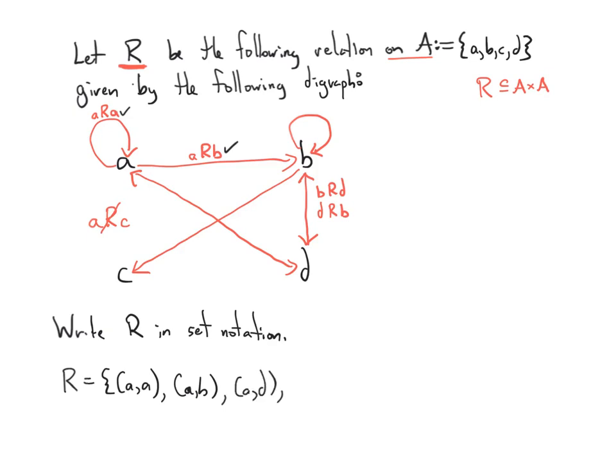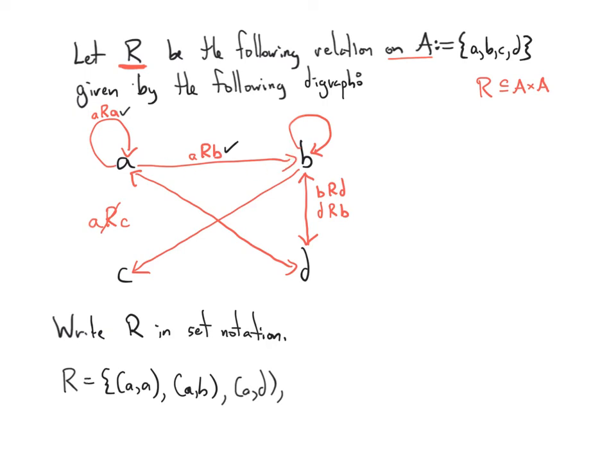Let's look at B. B is related to itself, but it's not related to A, of course. There's no arrow starting at B and going to A. B is not related to A, even though A is related to B. That's fine. You can have relations that don't have that. We call it a symmetric property. We'll talk about that in a little bit.